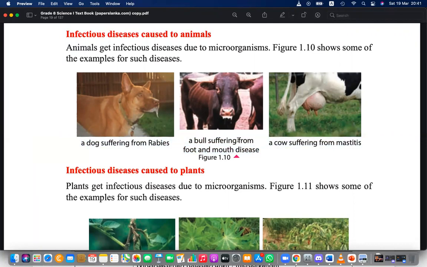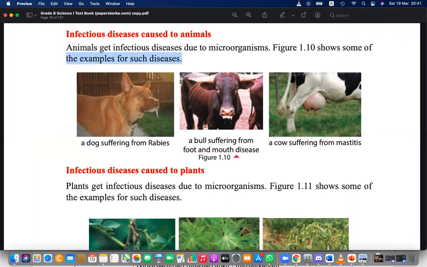So basically, it's common in some dogs, and even if you are bitten by these dogs, that is dangerous again, it can cause death, right? Therefore, even through animals, it can damage other animals too.